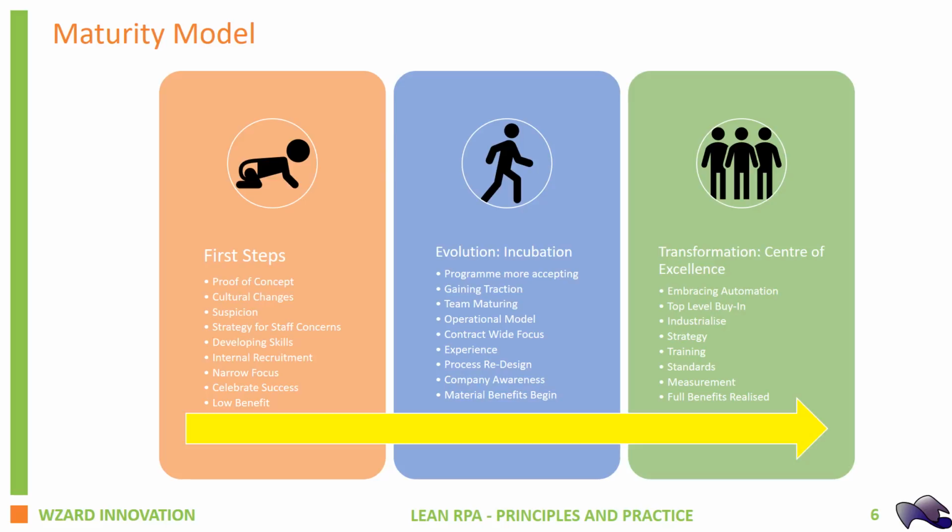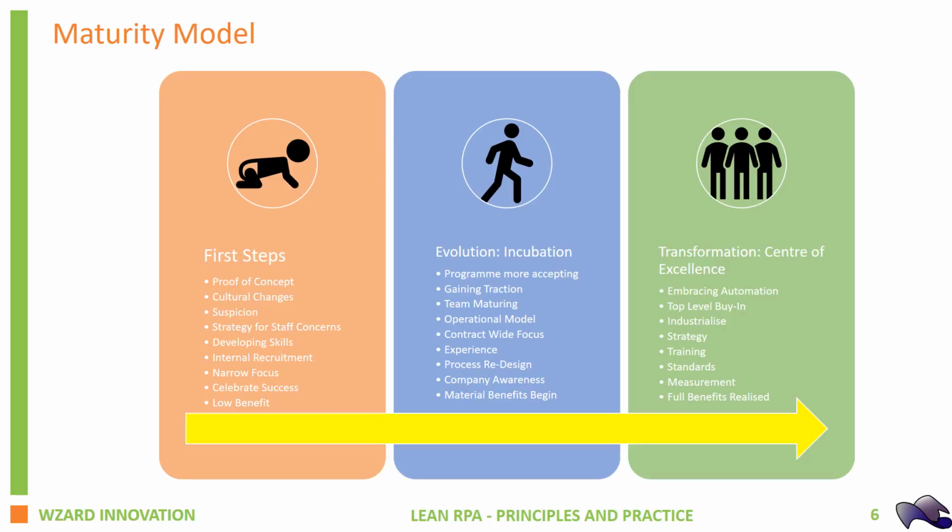We've touched on the topic of maturity a couple of times throughout the course, but that was predominantly in these early steps as you take your first steps and begin to evolve. This is a typical maturity model that you'll see from an automation journey, or from any journey for that matter. The first steps will basically be taking a proof of concept. You'll be faced with suspicion and you'll be faced with the need to probably make cultural change.